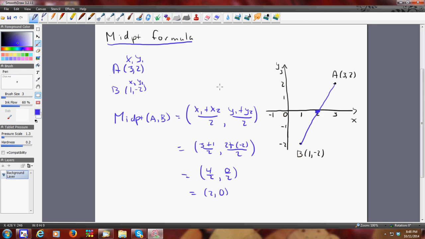And that's it. I'm really not going to spend much more time on the midpoint formula. All you have to know is the average of 2 points. So you have to find the average of the x, the average of the y. You do that by adding them and dividing by 2. That's it.